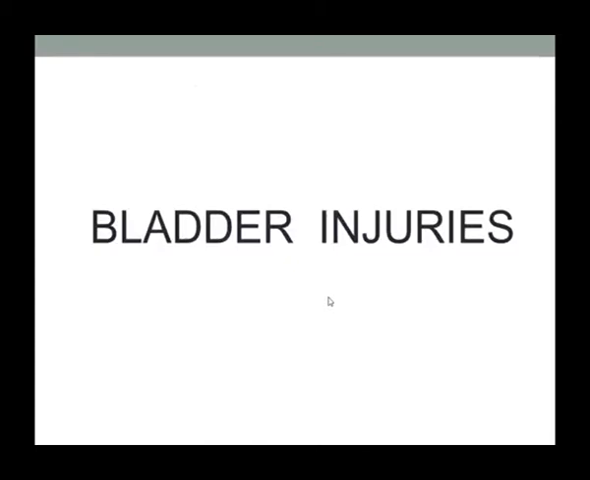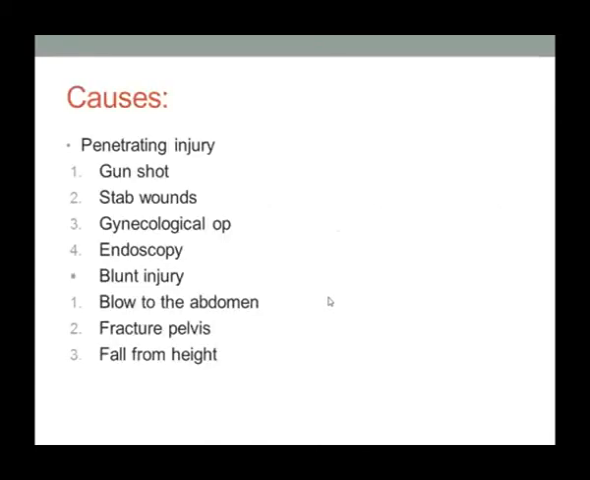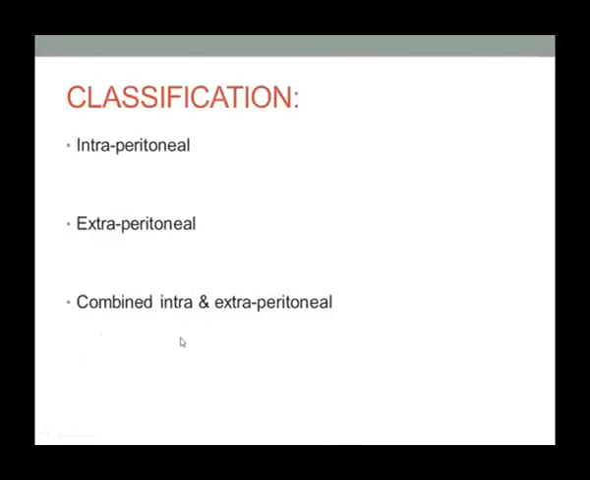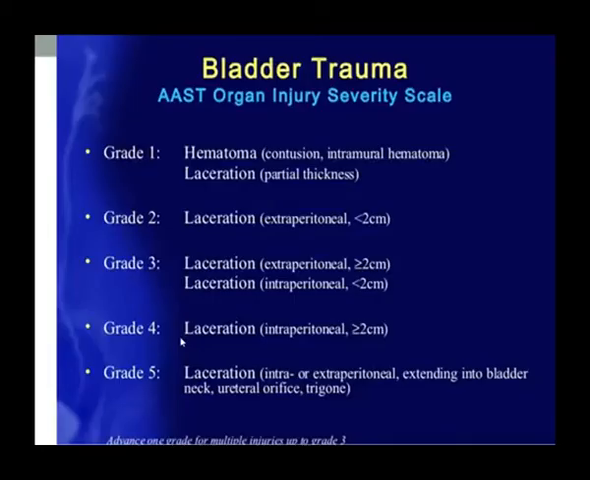So a bit about the bladder injuries. You can see different causes of bladder injuries: gunshot, stab wound, gynecological, blunt trauma, blow, fracture pelvis, and fall from height. They divide into intraperitoneal and extraperitoneal. Sometimes they combine intra and extraperitoneal.